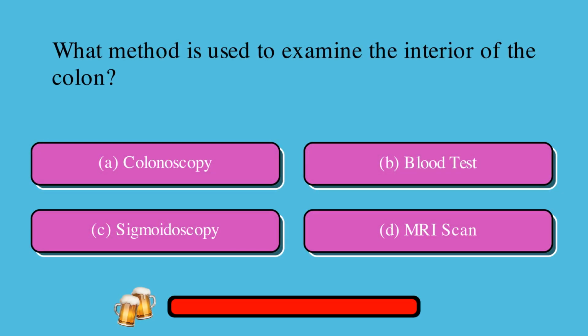What method is used to examine the interior of the colon? A. Colonoscopy, or B. Blood test, or C. Sigmoidoscopy, or D. MRI scan? The correct answer is A. Colonoscopy.